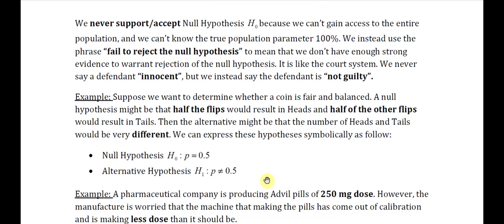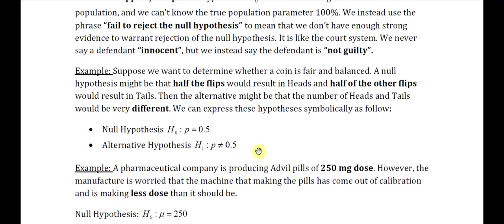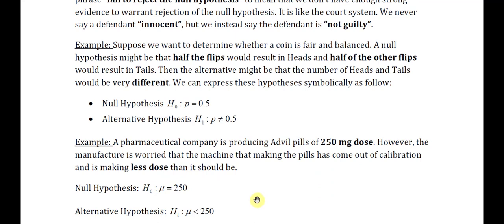Okay. Another example: a pharmaceutical company is producing Advil pills for a 250 milligram dose. However, the manufacturer is worried that the machine making the pills has come out with an error, and it might make less dose than it should. So how do I write this one using the null hypothesis and the alternative hypothesis?